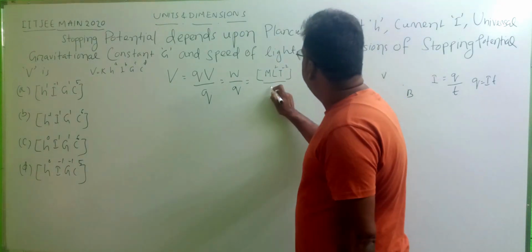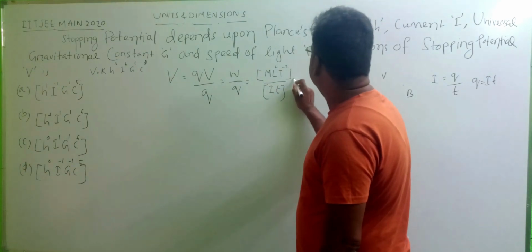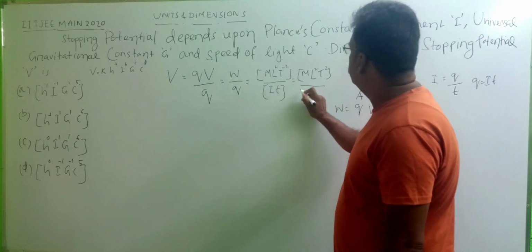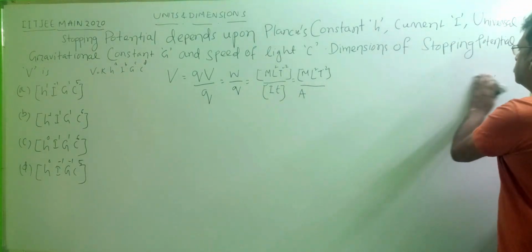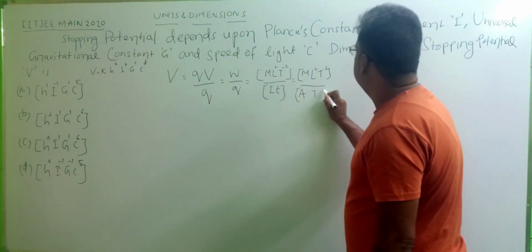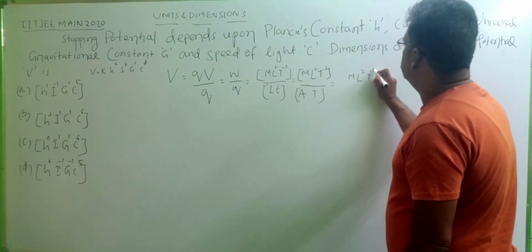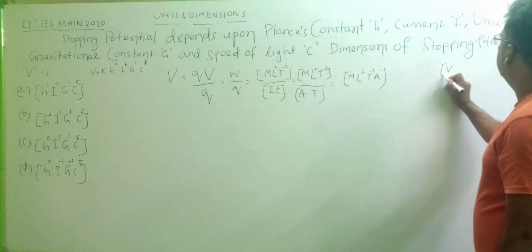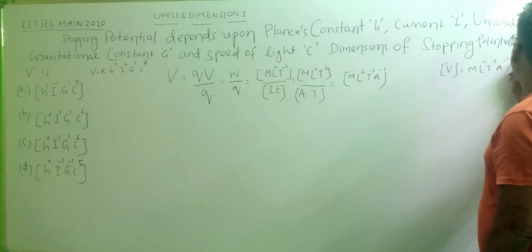So, what is IT? I is current and T is time, students. So, this becomes ML2 T minus 2, and dimensions of I, we know current is written as A, standing for ampere, and what is for T, students? That is capital T in square brackets. Okay, students? Then the dimensional formula for V becomes ML2 T minus 3 A to the power minus 1. Let us write it here. V has dimensions ML2 T minus 3 A to the power minus 1.